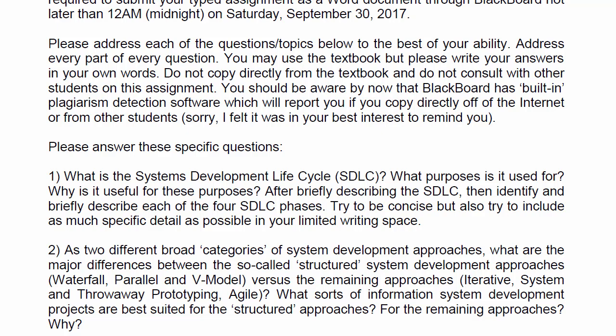And the first 3 are more or less similar, not exactly, but are suited for certain types of projects. And the last ones, the second category, iterative, system and throwaway prototyping, agile, are suited for characteristically different sorts of system development projects than the first group. And that's what I'm after here. So I don't think you'll just find answers in the textbook. You might want to watch my videos because I talk about that a lot. But anyway, address the questions, please.